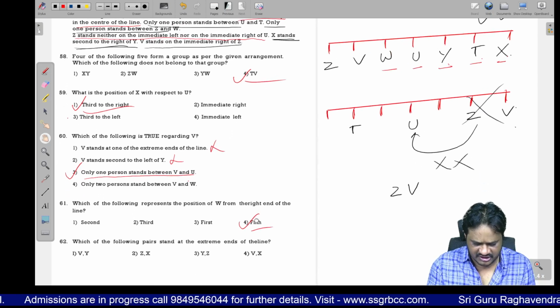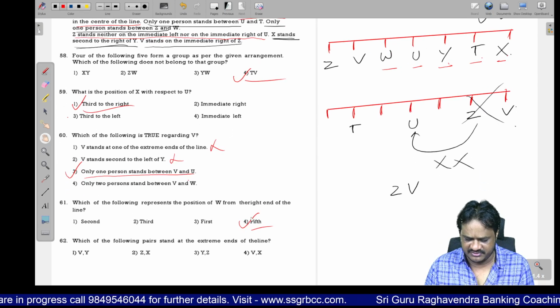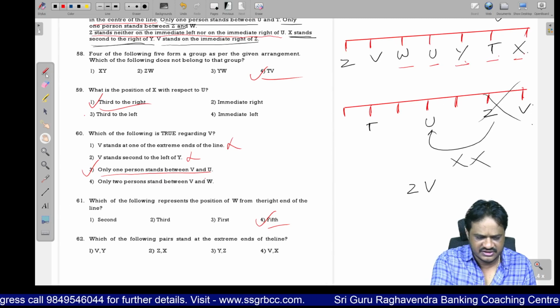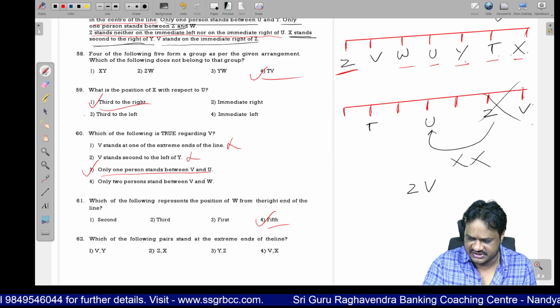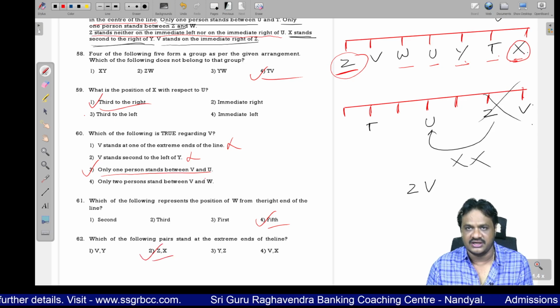Next question, last one. Which of the following pairs stand at extreme ends? Extreme ends, the persons are Z as well as X. Z and X. So ZX, option 2, is the correct answer.